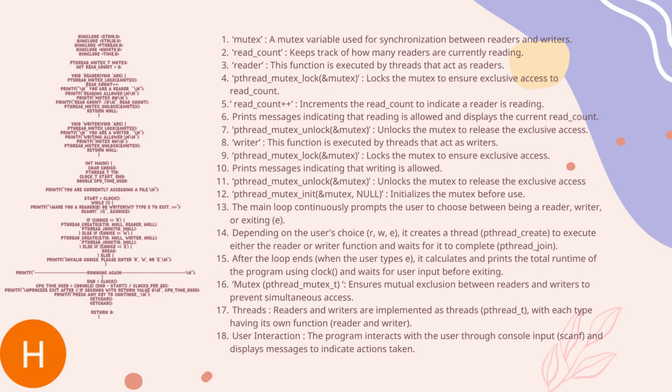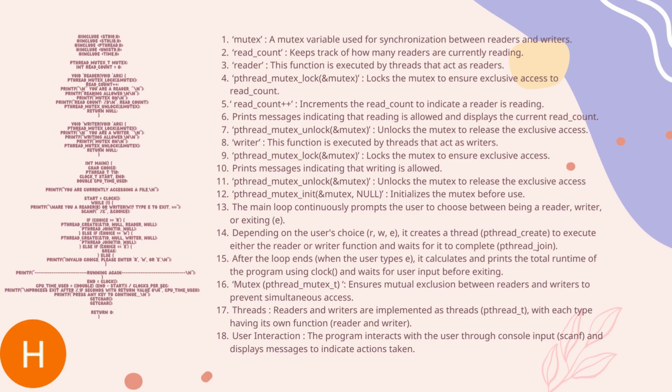Read count plus plus increments the read count to indicate a reader is reading. It prints messages indicating that reading is allowed and displays the current read count. pthread_mutex_unlock(&mutex) unlocks the mutex to release the exclusive access.